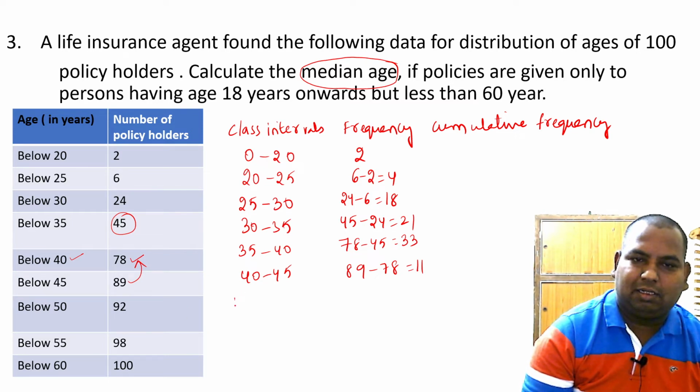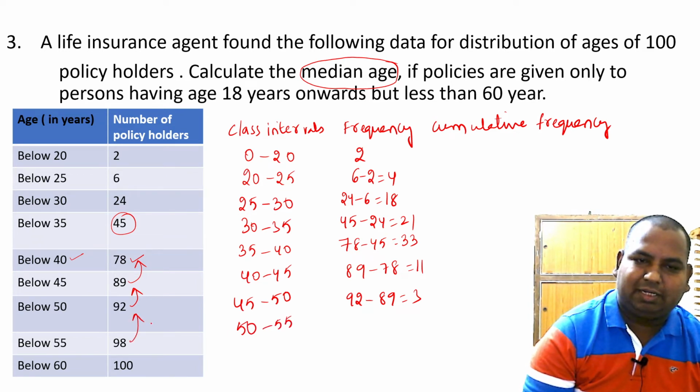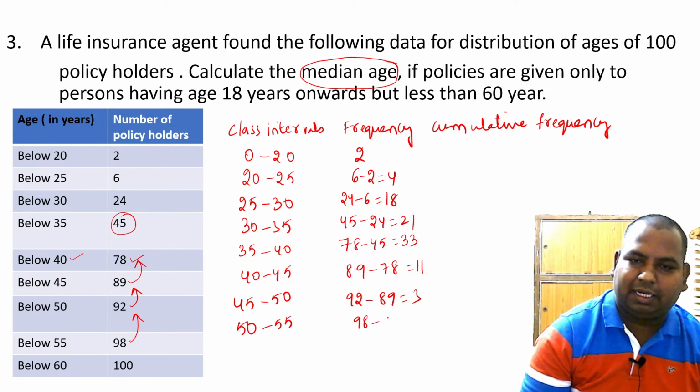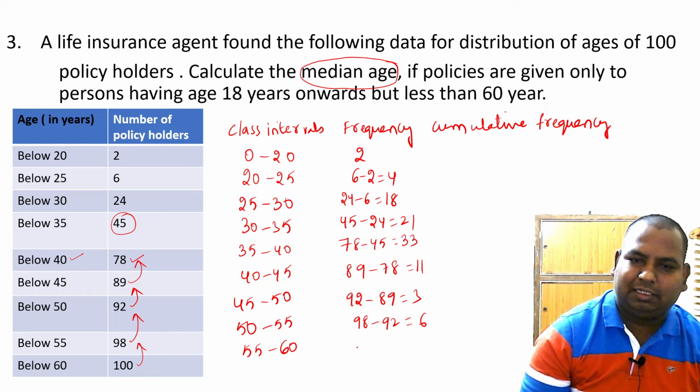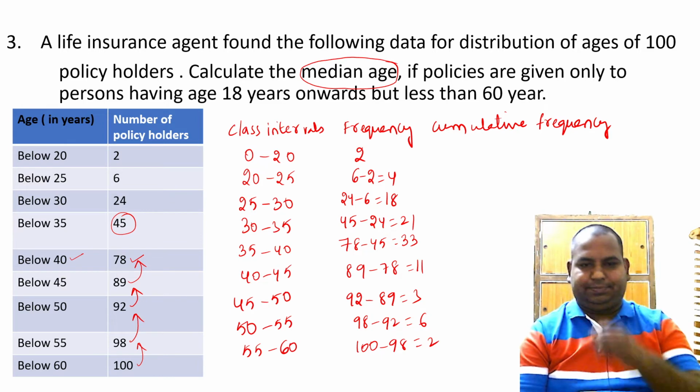Next, 45 to 50. So 45 to 50 means 92 minus 89. So 92 minus 89 is 3. Next, 50 to 55. 50 to 55 means 98 minus 92. 98 minus 92 is 6. Next, 55 to 60, which is equal to 100 minus 98, that is 2. Got it.